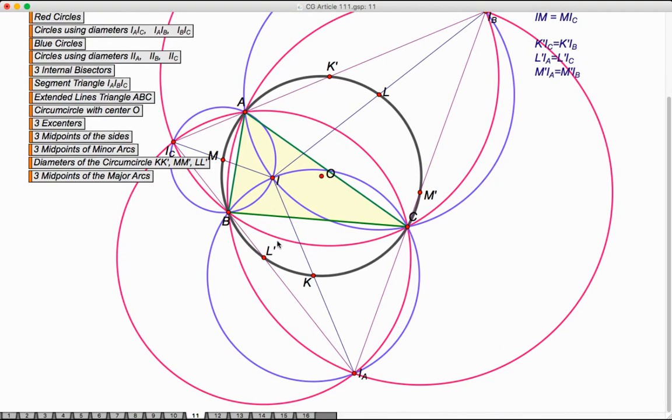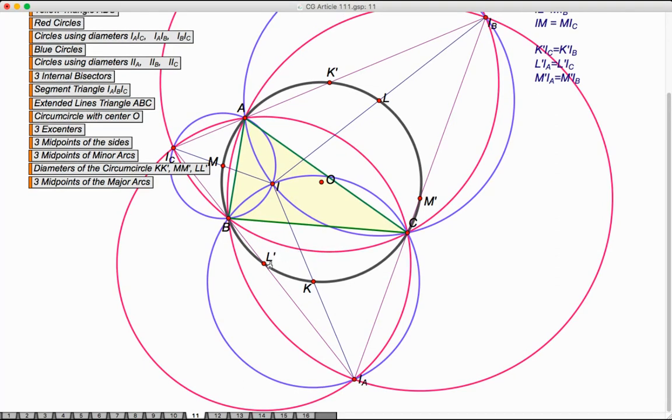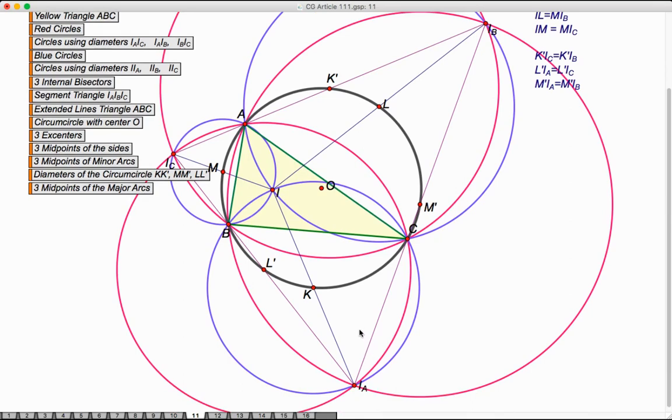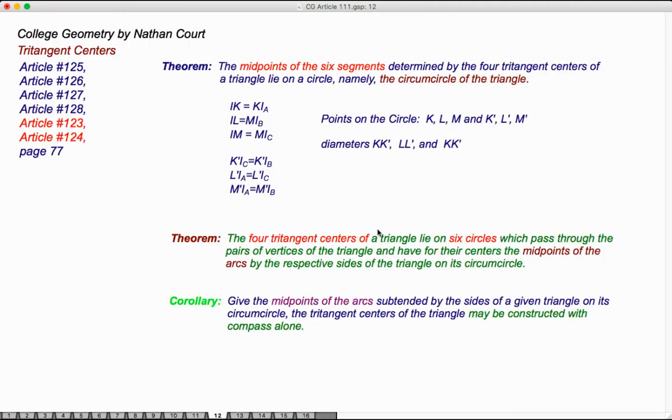For L prime, it is determined by diameter I sub C, I sub A, and this is the center of it, and therefore it is passing through A and C. And last but not the least, M prime is the center of the circle with diameter I sub B and I sub A. So we have 6 points on the circumcircle.